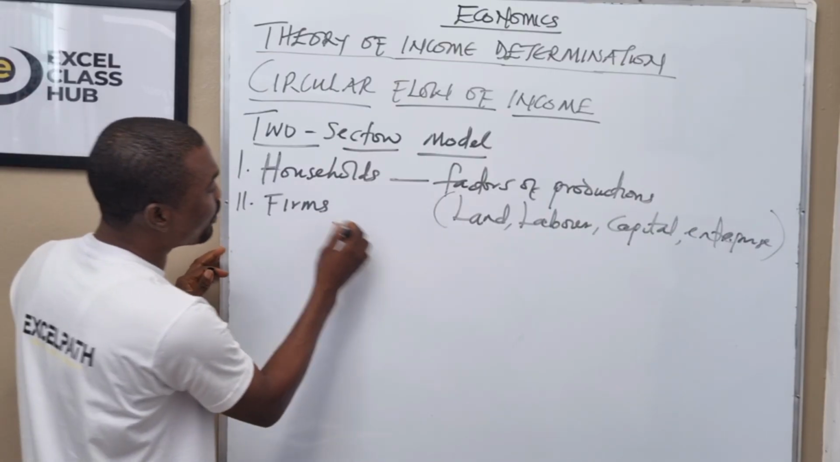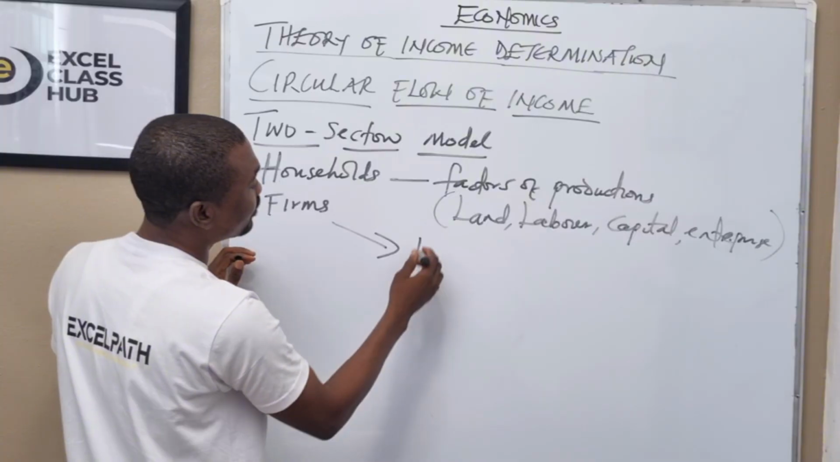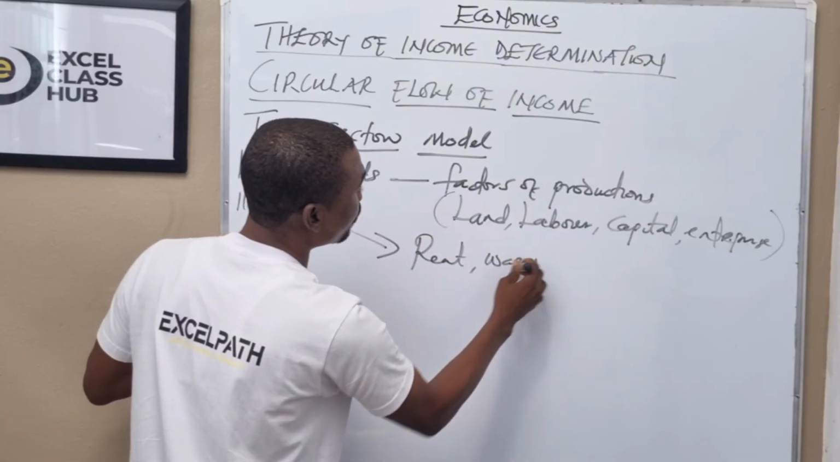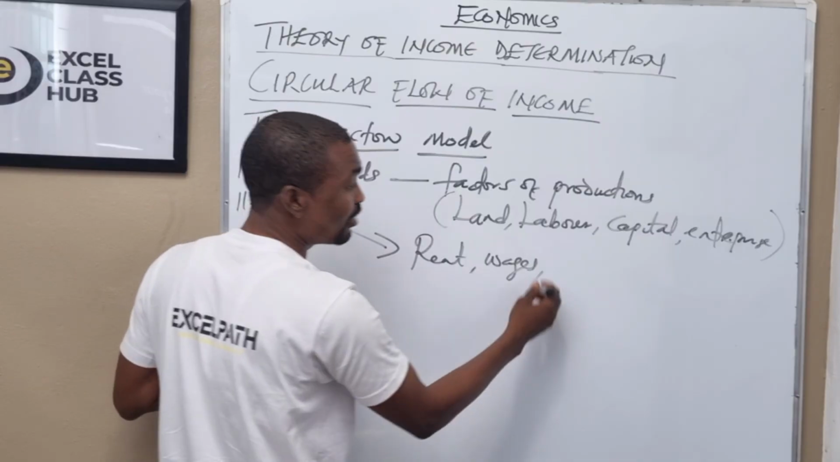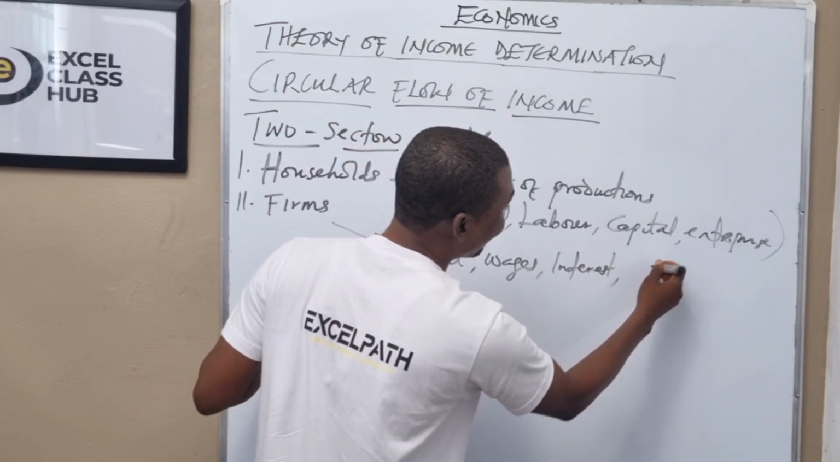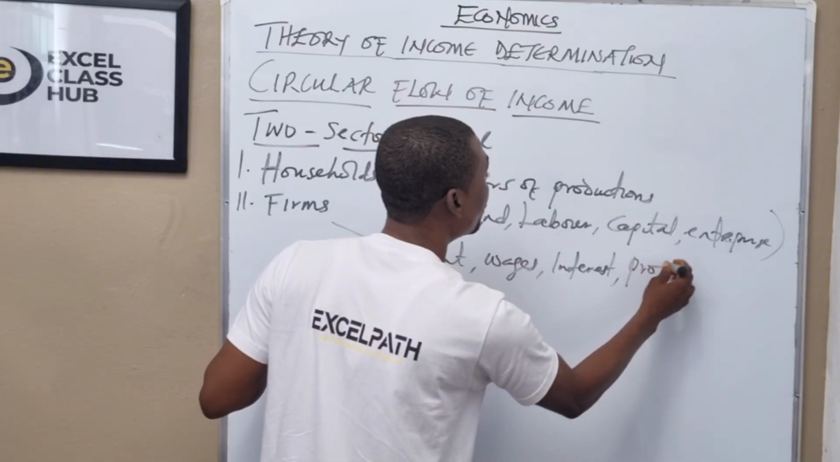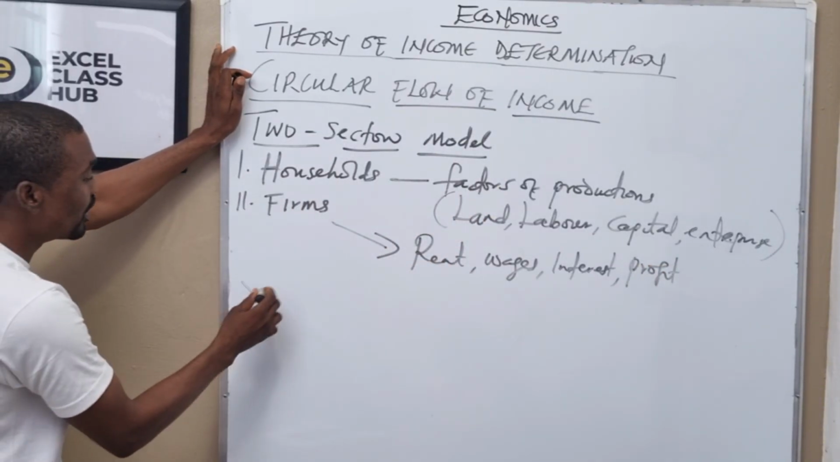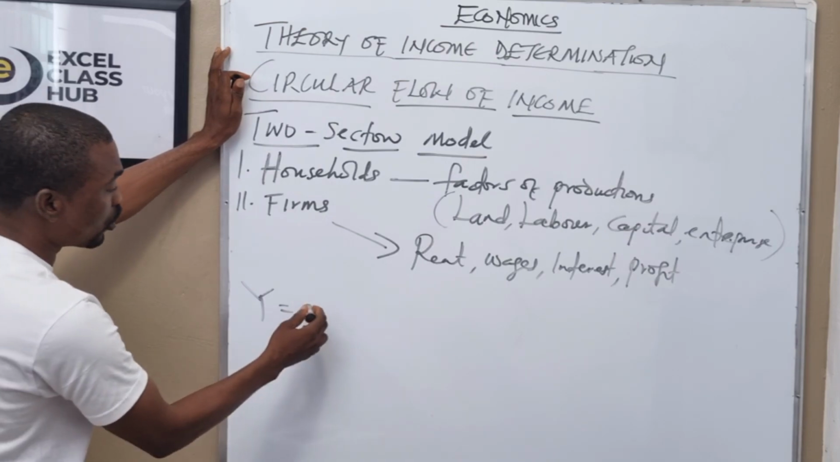So the firm will now pay them the reward for land, which is rent. We now have labor, which could be wages or salaries. We have the capital, which is interest. And we have enterprise or entrepreneur, which is profit. So it means the two-sector model, we have the income, which is equal to what?